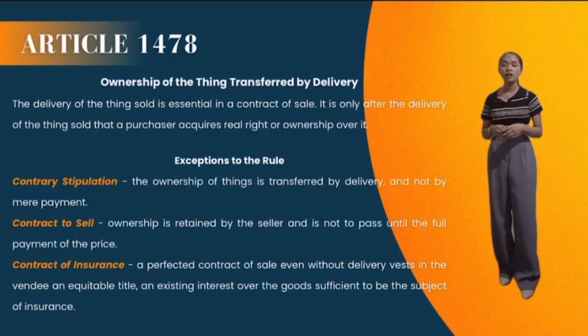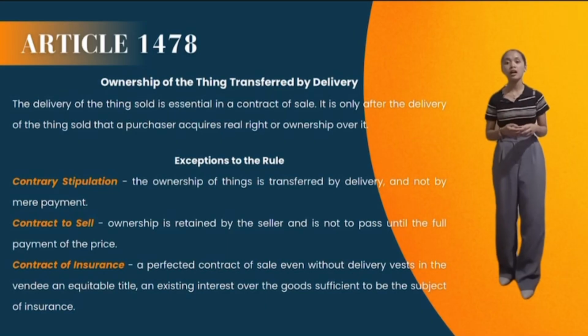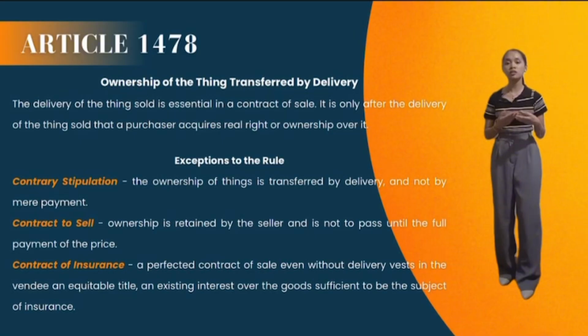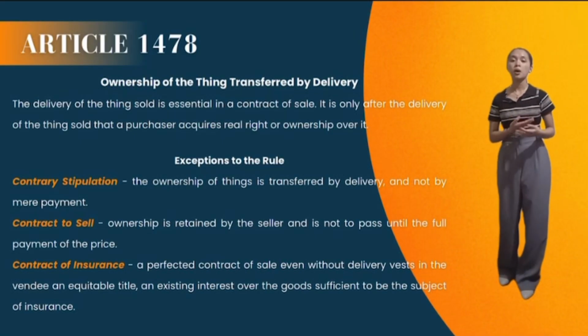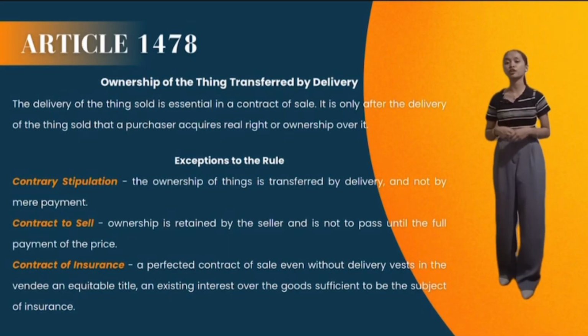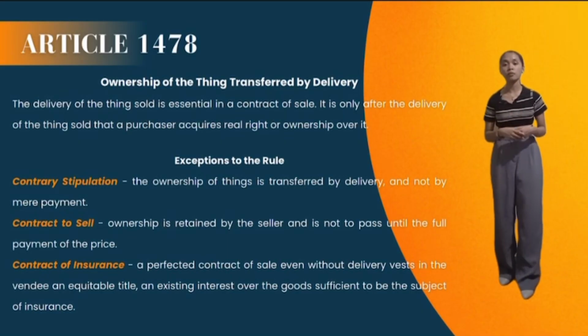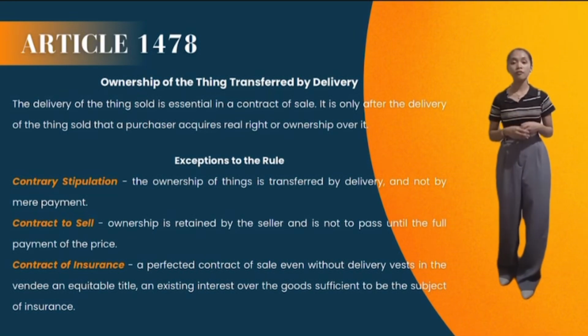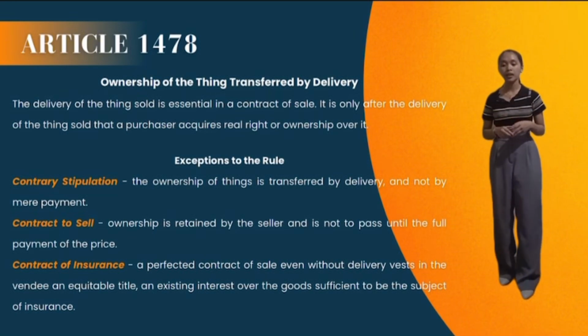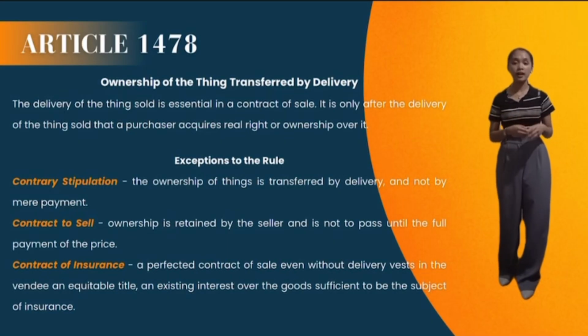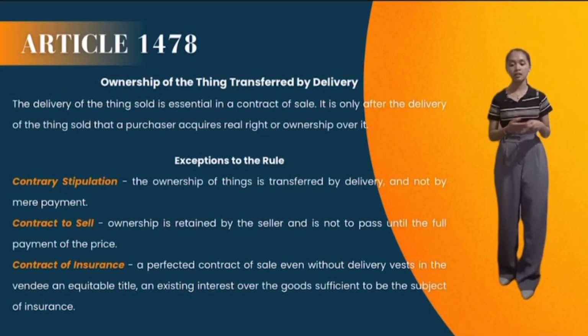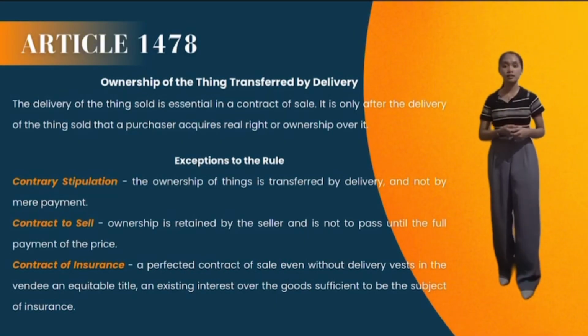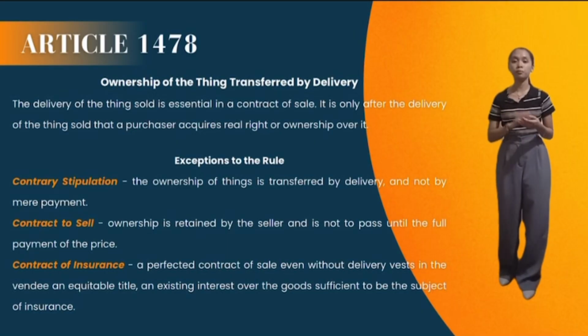Contract to sell. Here, the ownership is retained by the seller until he has fully received the payment, and such payment is a positive suspensive condition, the failure of which is not a breach, casual or serious, but simply an event that prevents the obligation of the vendor to convey title from acquiring binding force. And contract of insurance: a perfection of sale, even without delivery, vests in the vendee an equitable title, an existing interest over the goods sufficient to be the subject of insurance, and the contract of insurance is not valid and binding until the premium is paid.